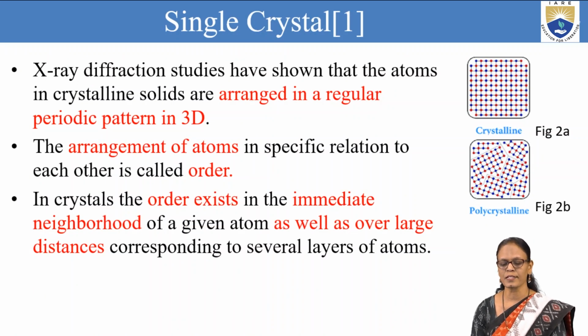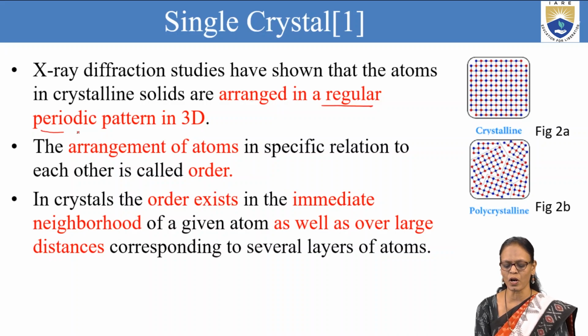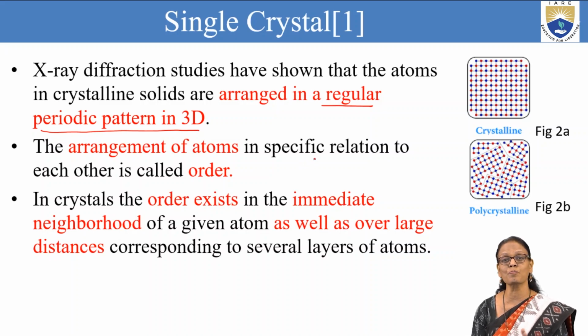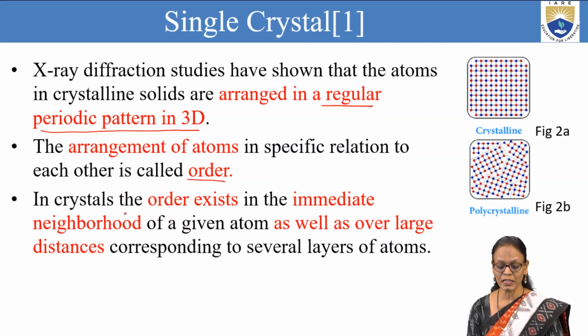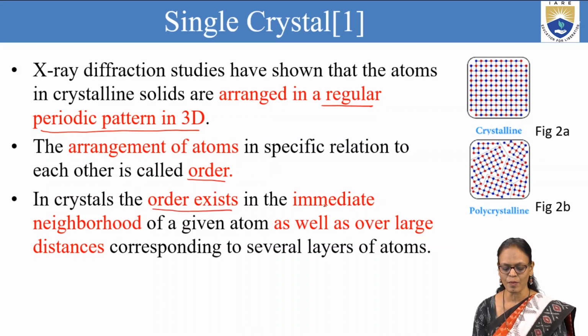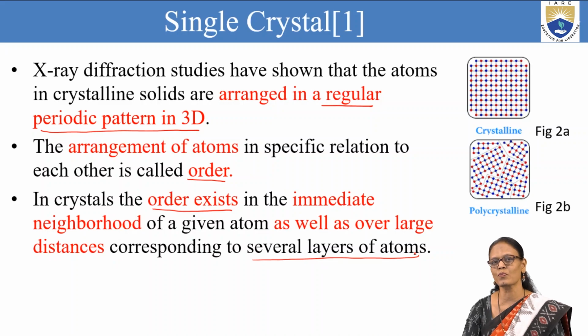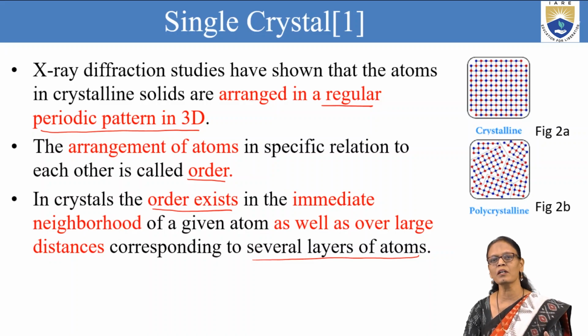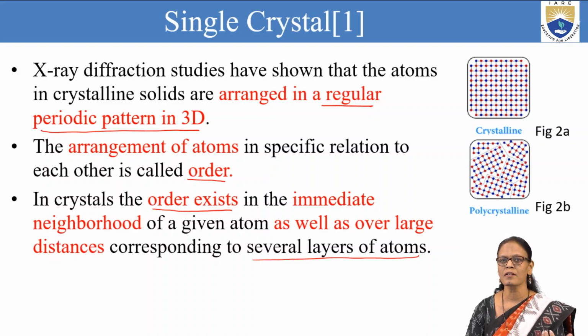Now coming to single crystal, X-ray diffraction studies have shown that atoms in crystalline solids are arranged in a regular periodic pattern in 3 dimensions, and the arrangement of atoms is in specific relation to each other. That is what we call order. And in crystals, the order exists in the immediate neighborhood of an atom as well as over large distances corresponding to several layers of atoms. When we see here in 3 dimensions, along the different layers also, they are arranged in an orderly manner. That is why we call it a single crystal.